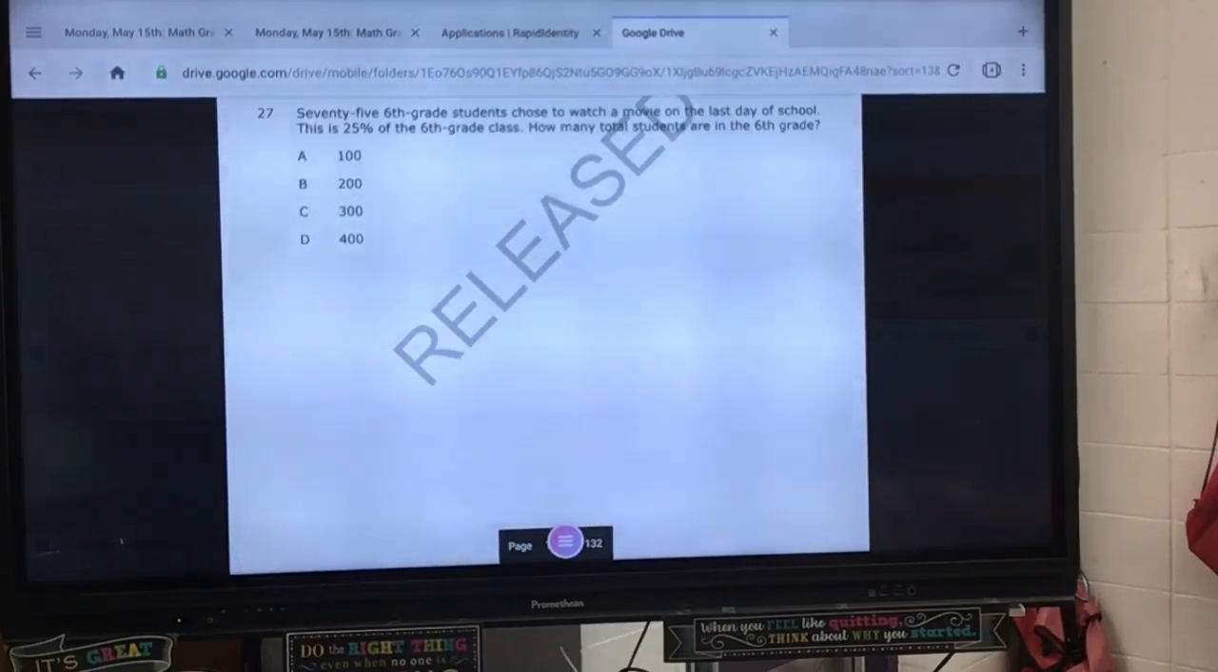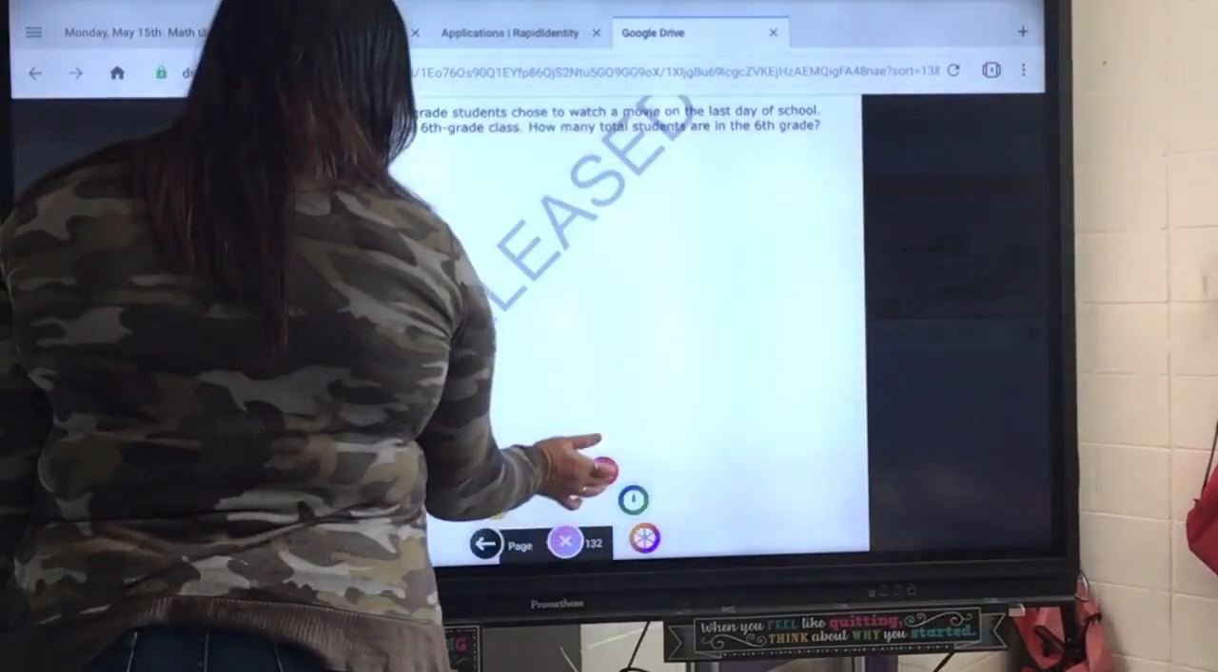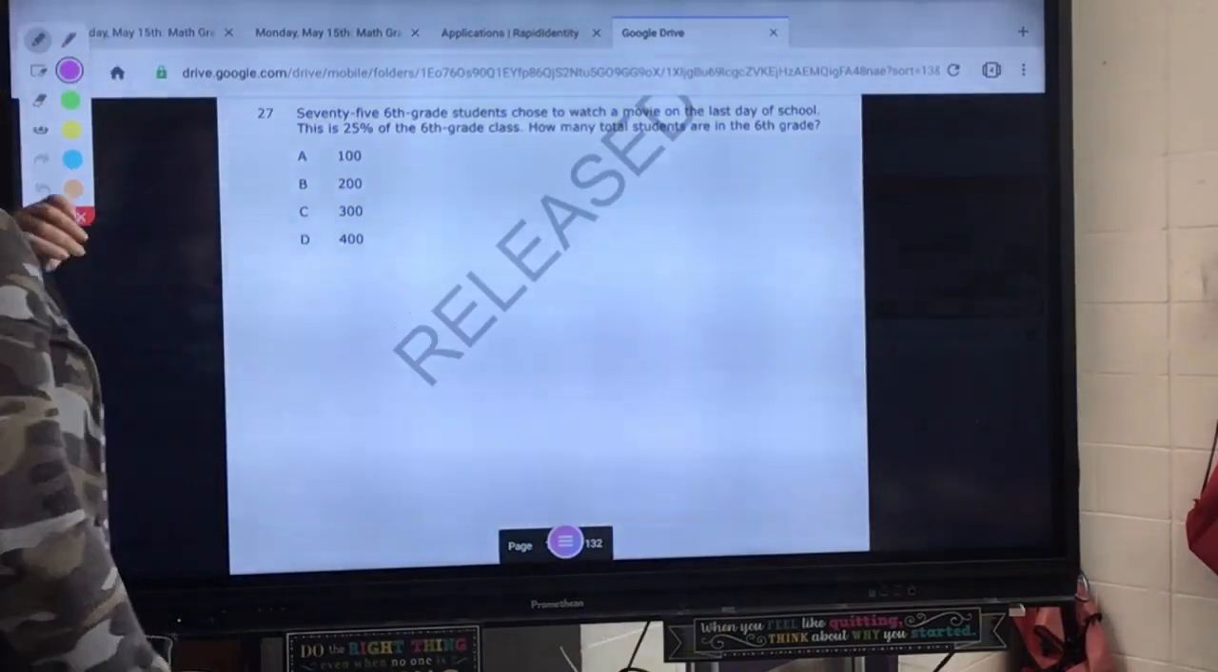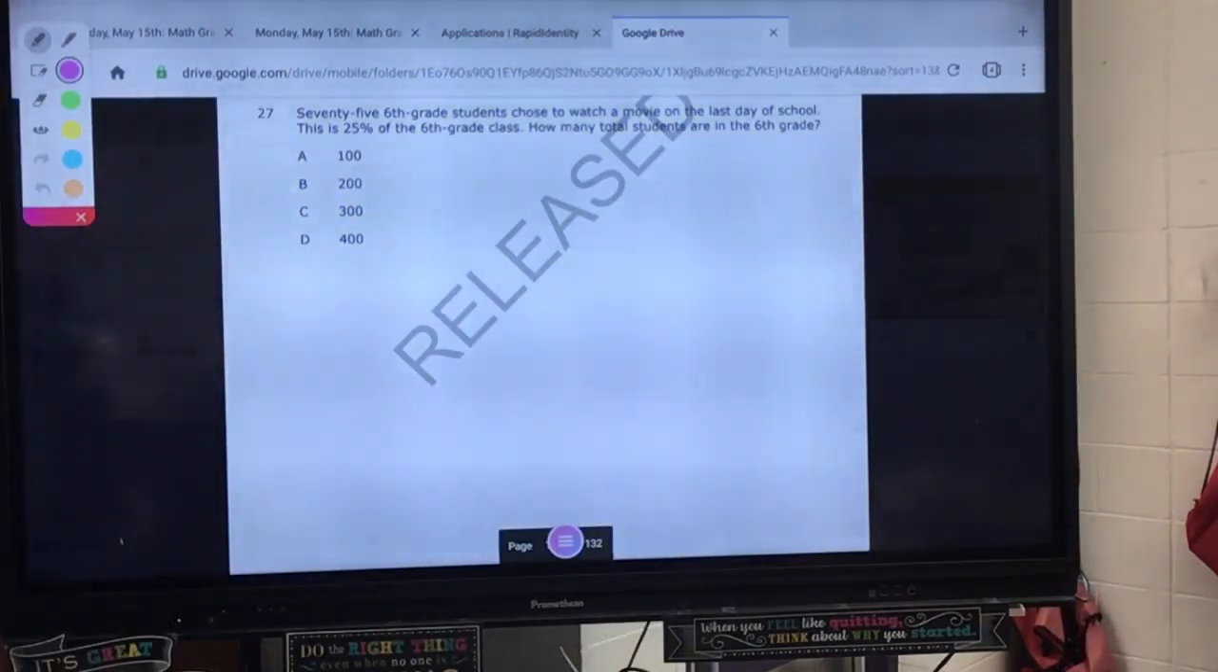We'll go over 27, and then we'll move on to 38. So, hands off your iPads, you should be done with at least 27 by now. It says 75 sixth grade students choose to watch a movie on the last day of school. That is 25% of the sixth grade class. How many total students are in the sixth grade?